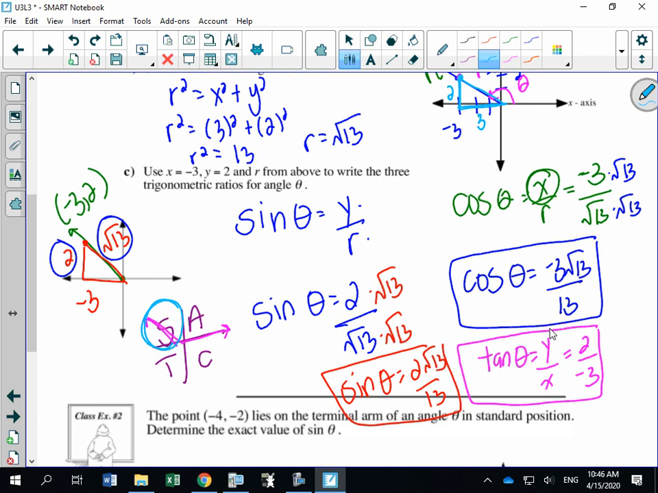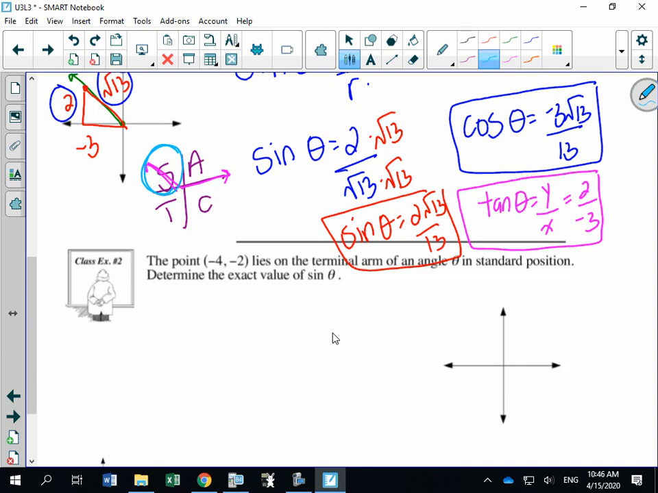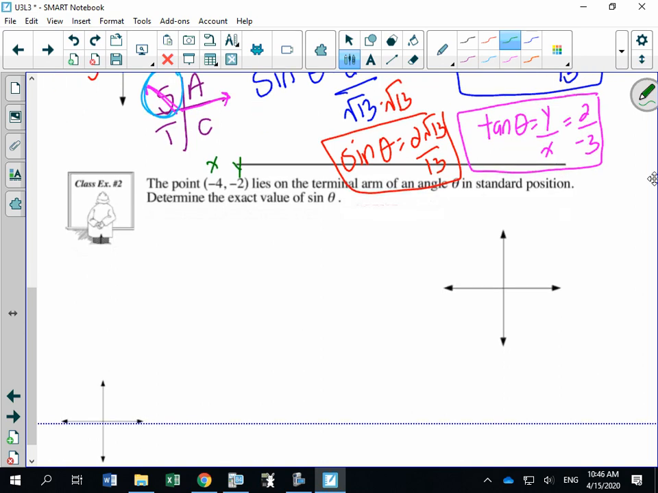Okay, let's do class example 2, which I believe is very similar. The point negative 4 comma negative 2 lies on the terminal arm. So let's find out where that terminal arm is. x comma y, so x is negative 4 and y is negative 2.